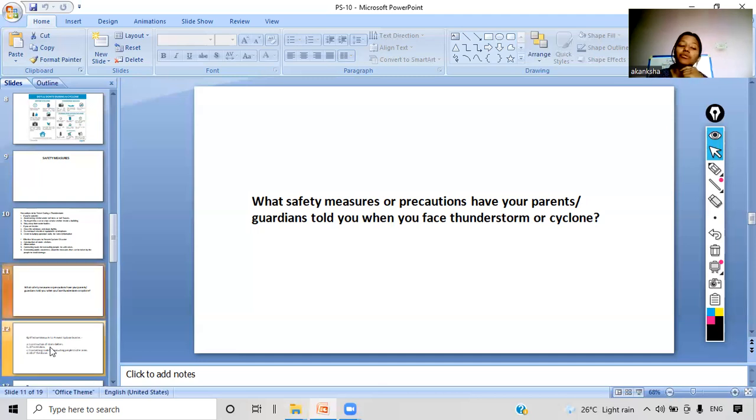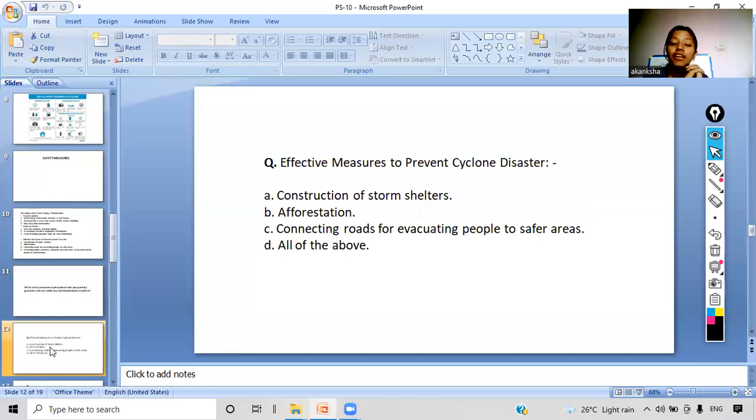Now coming to our main question for our second topic, effective measures to prevent cyclone disaster. What according to you is an effective measure? Construction of storm shelters, afforestation, connecting roads for evacuating people to safer areas, or all of the above? You have 5 seconds to answer the question and then I will tell you the right answer. Yes, I can see the right responses. Very good. You all answered it correctly. It is all of the above. So I think you all are clear with the concept. Now we will move on ahead.